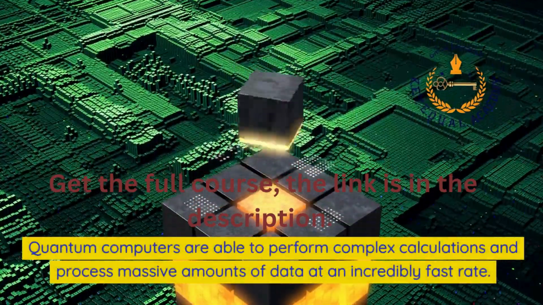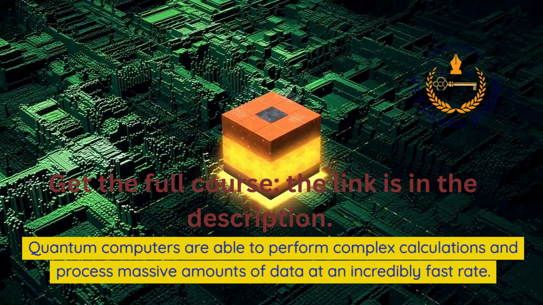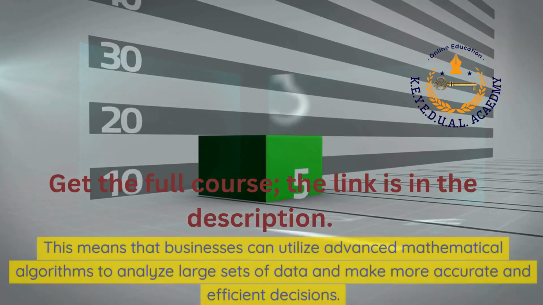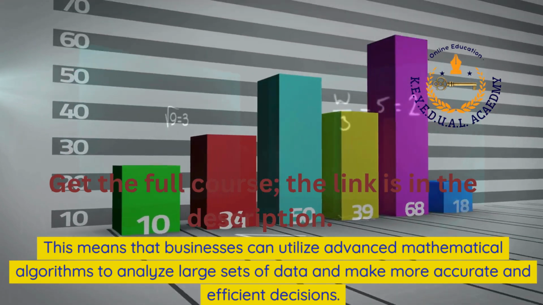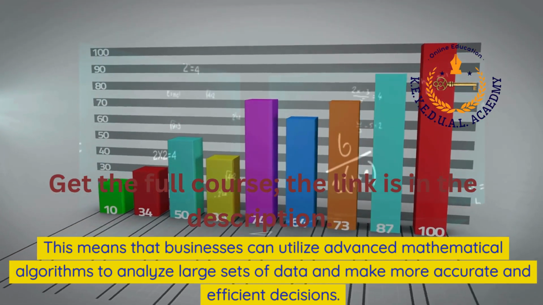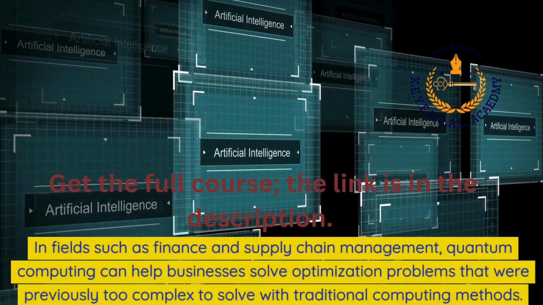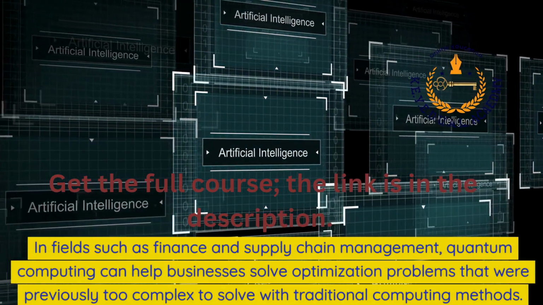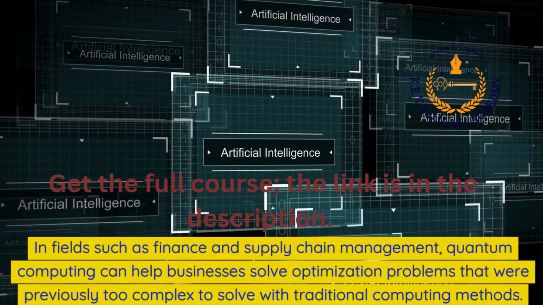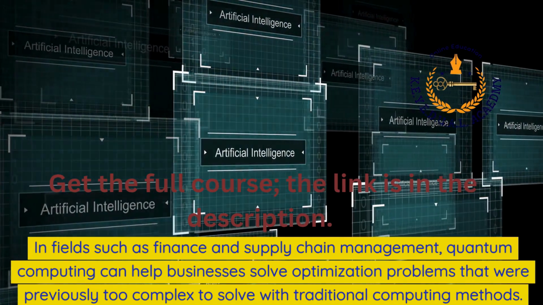Furthermore, the emergence of quantum computing has the potential to greatly impact business optimization. Quantum computers are able to perform complex calculations and process massive amounts of data at an incredibly fast rate. This means that businesses can utilize advanced mathematical algorithms to analyze large sets of data and make more accurate and efficient decisions. In fields such as finance and supply chain management, quantum computing can help businesses solve optimization problems that were previously too complex to solve with traditional computing methods.